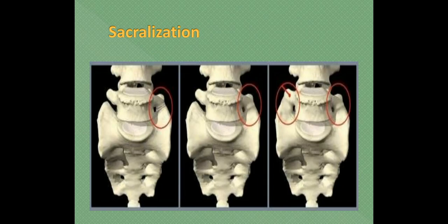So this is the sacralization we can see in the picture, right hand side and left hand side of the picture. So these are three different pictures. In the first picture we can see that there is fusion on only one side. In the second picture we can see there is fusion, but the fusion is extensive compared to the first picture, and in the last picture we can see bilateral fusion is present.